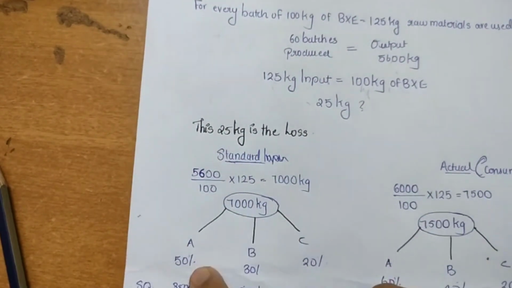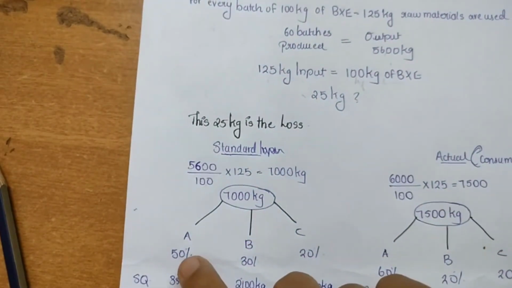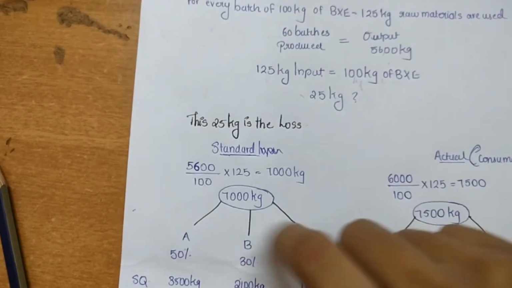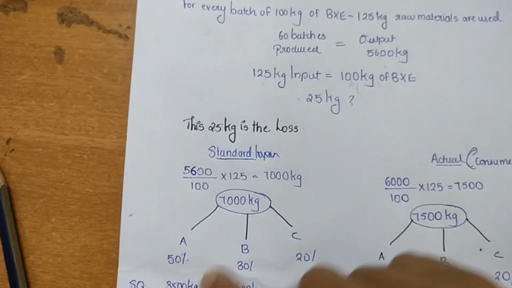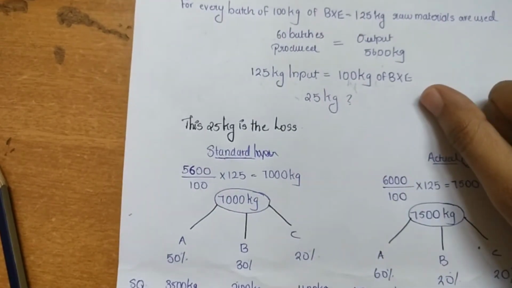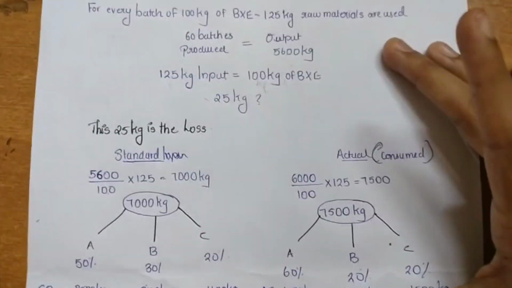In the table they have given us a particular ratio, and I'm dividing the 7000 with the information given in the table. That is 50%, 30%, 20%. 7000 into 50% you will get this much, 7000 into 30% you will get this much, and likewise in C's case also. So this is how I am calculating standard. Now let's see how actual is being calculated.